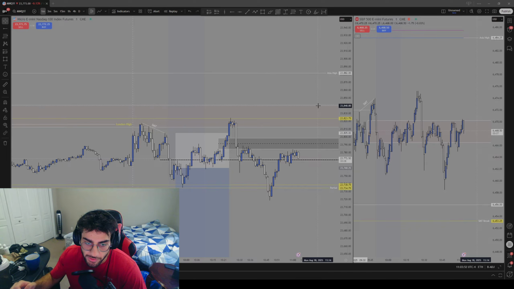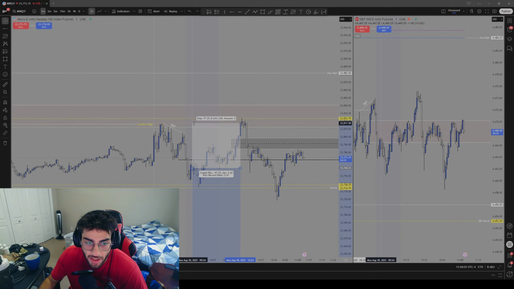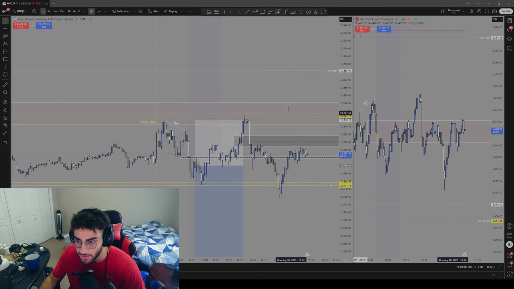And if we were to break above this specific level right here, there's a lot of sell orders, okay? Meaning that it was smart of me to not set it up here because it would have gotten taken out, and I wouldn't really have a good reason to set it all the way up here. It doesn't make any sense.